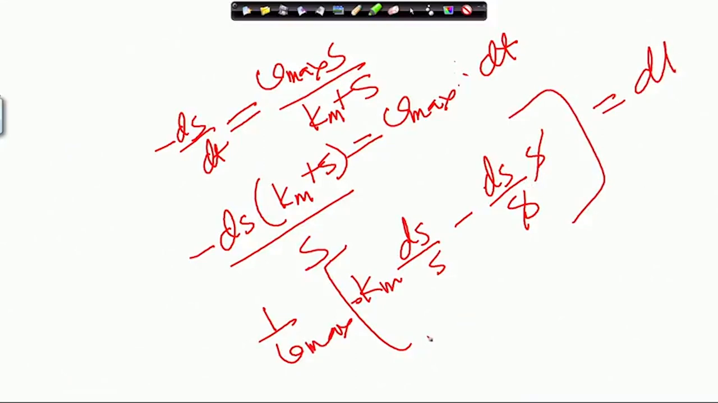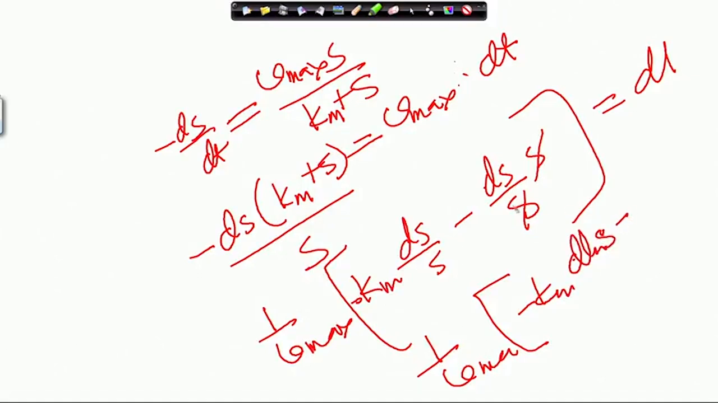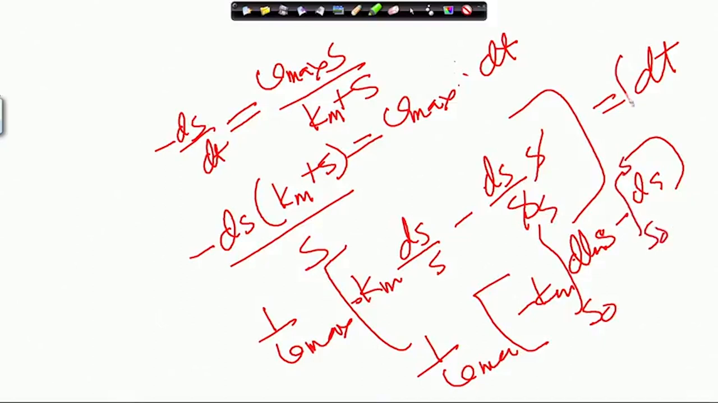Now how we can write this is Vmax minus Km. Now what is this? This we can write d ln S minus, this is dS. This is T. And now we can do the integration. What is the integration I can do? This is S0 to S, and here also 0 to S. And here this is equal to dt. This also we can do 0 to t.